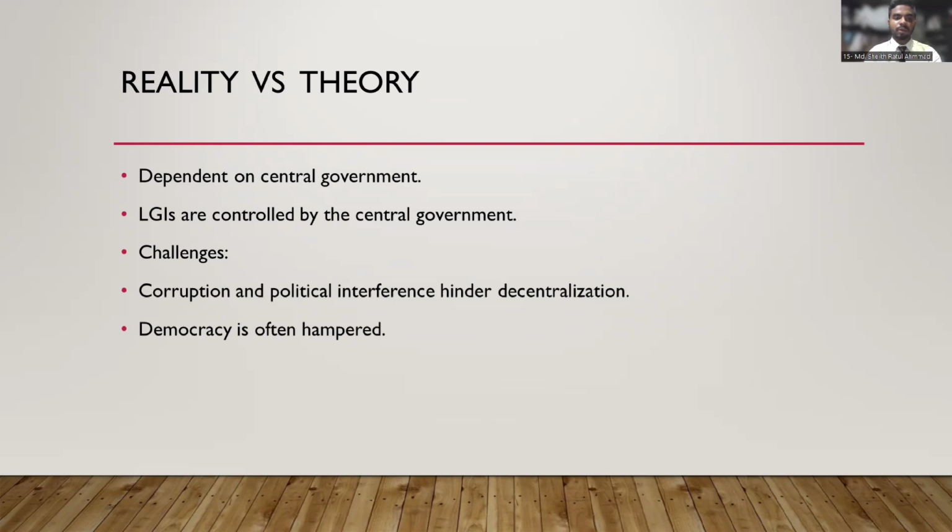Now, let's talk about the challenges. Dependence on the central government is a big challenge for the decentralization process. Also, corruption and political interference is a big challenge. Corrupt political leaders frequently disrupt the decision-making process, undermining effective governance and power execution at the local level. As a result, democracy at the local level is often seen only in terms, not in practice.